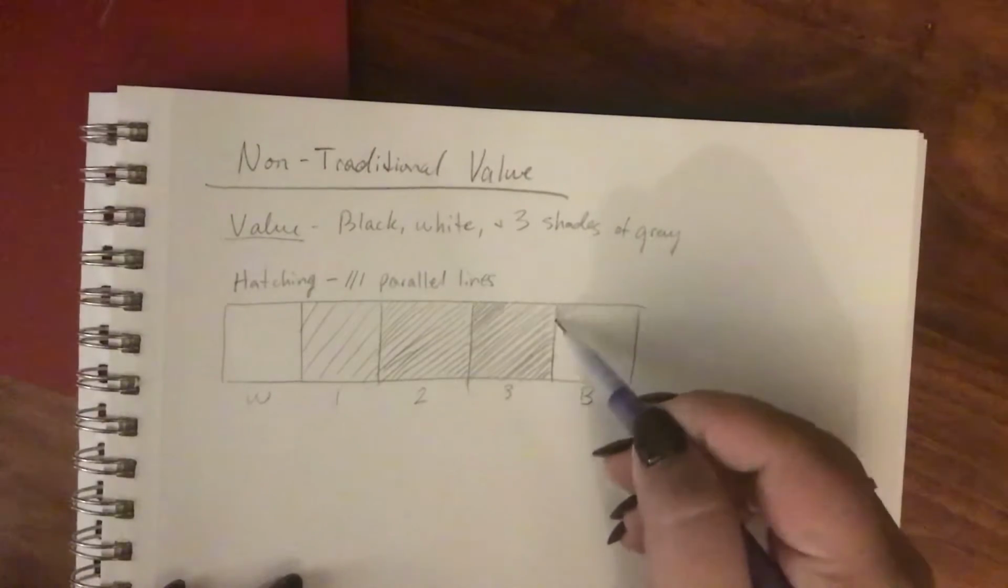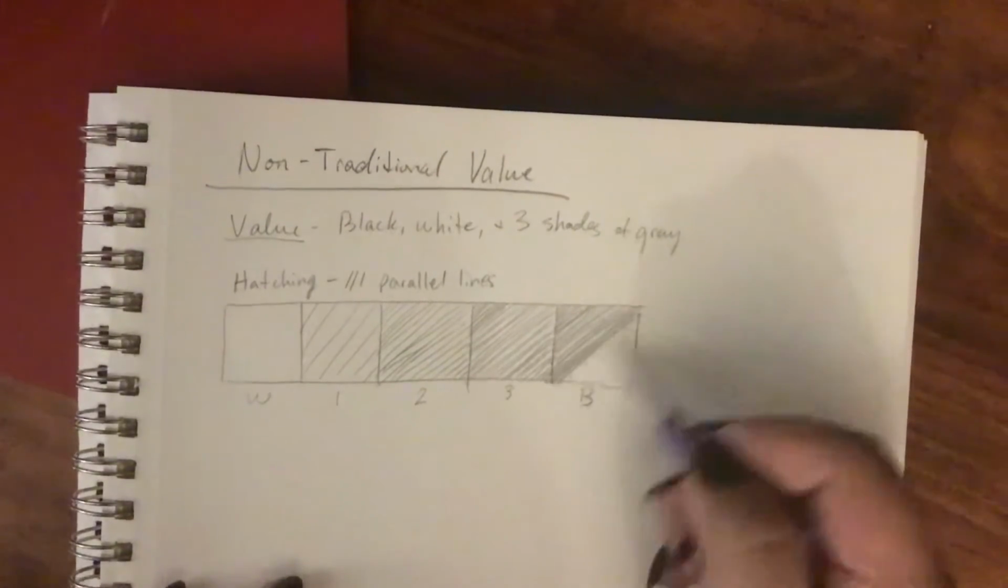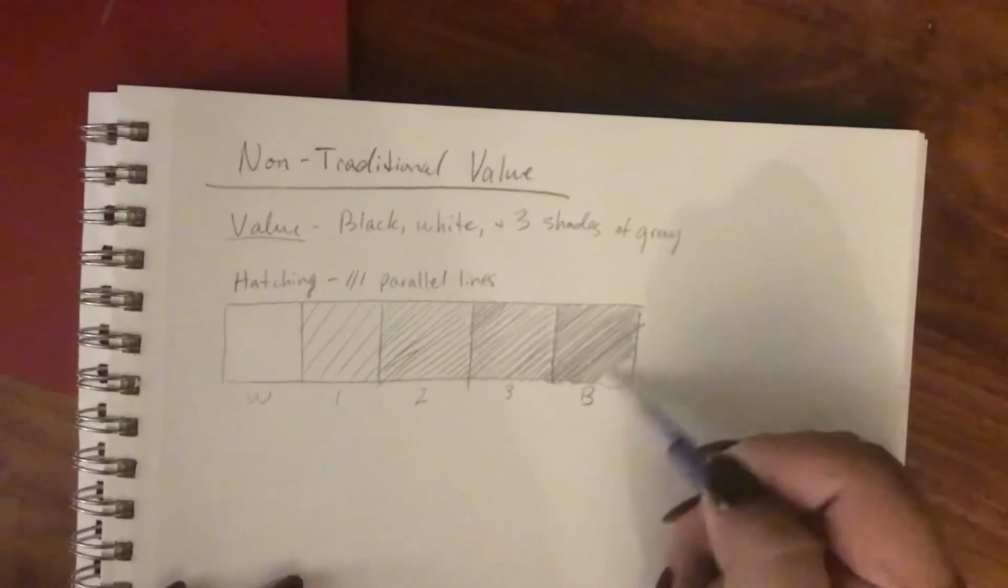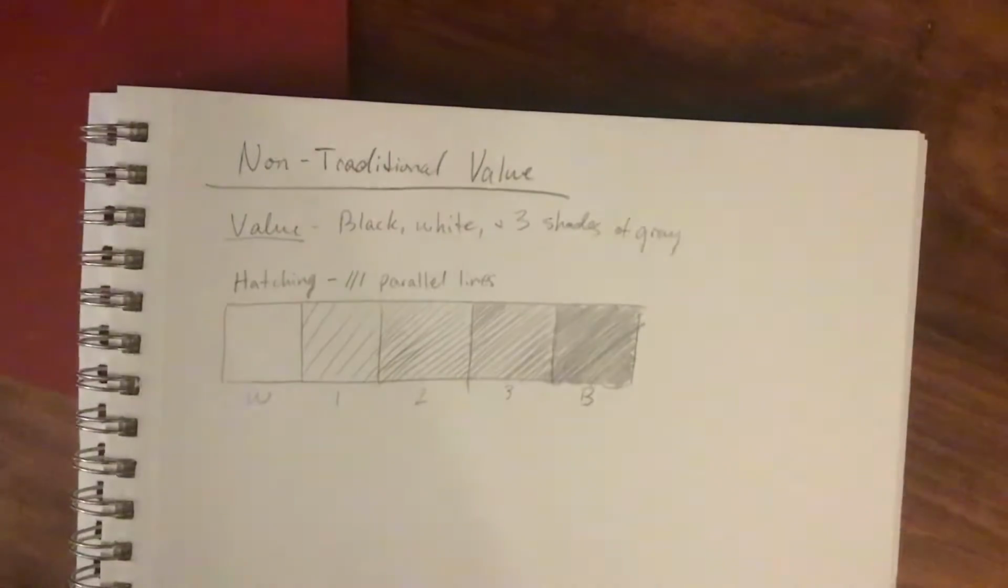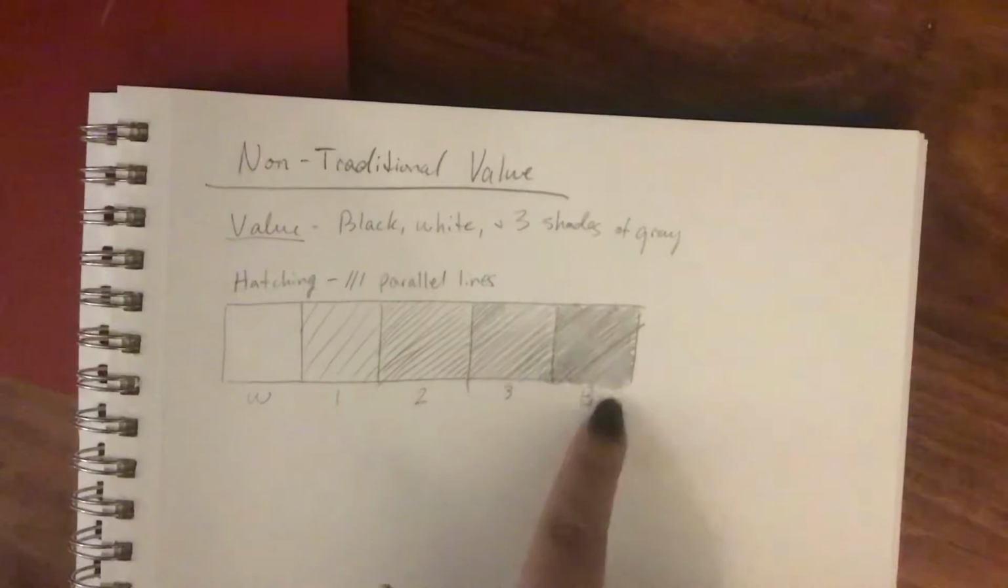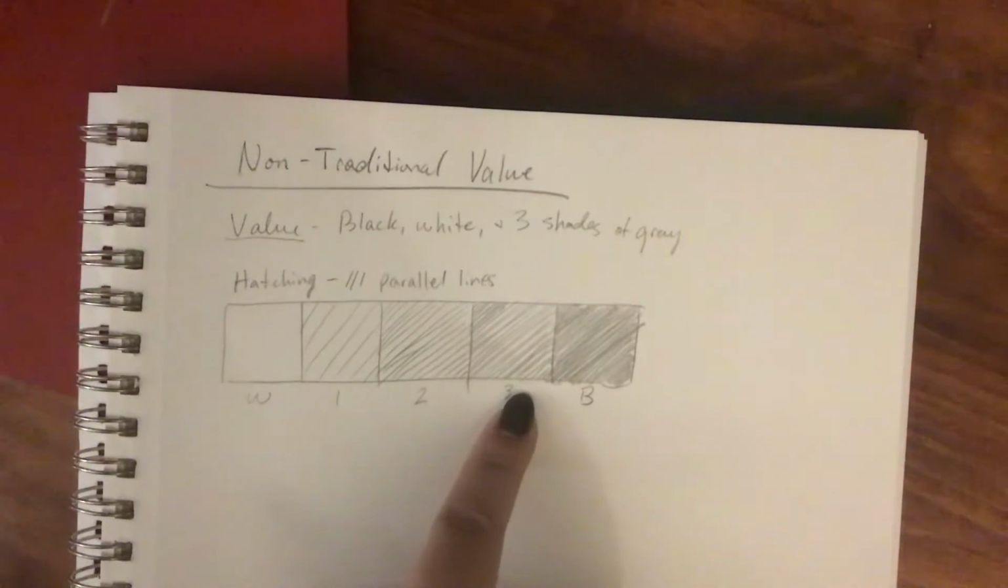And then finally your black. You're going to put so many lines on your paper that almost no white spaces are peeking through. Kind of like so. So now can you see that we have a white, a black, and a light gray, a medium gray, and a dark gray.